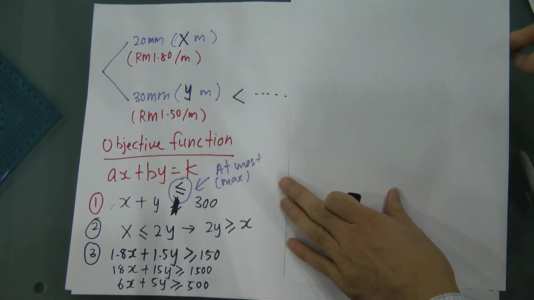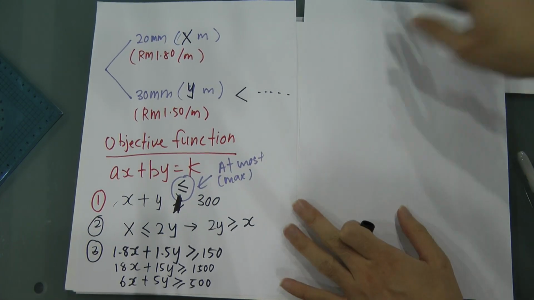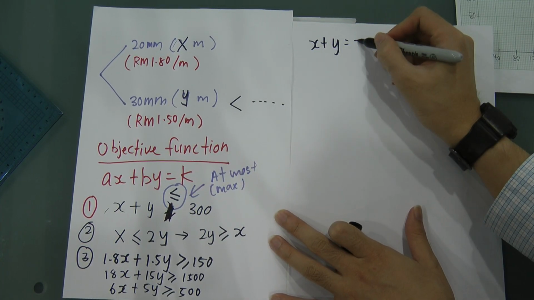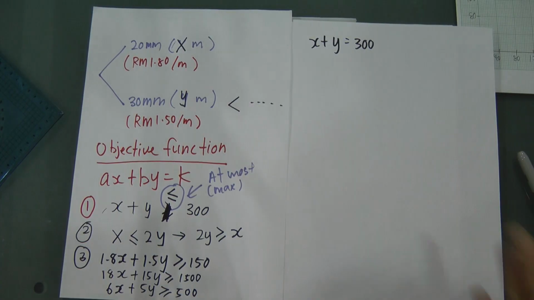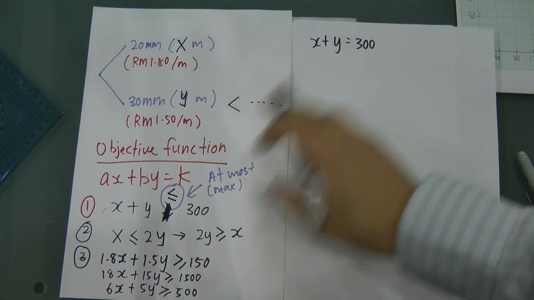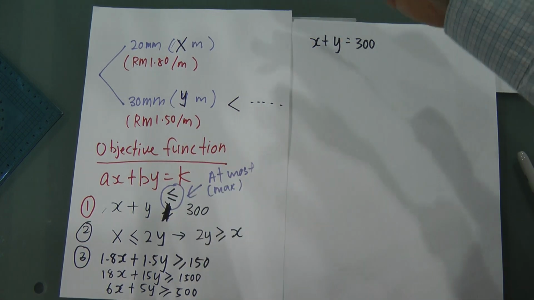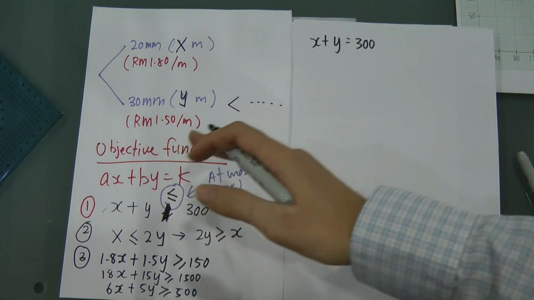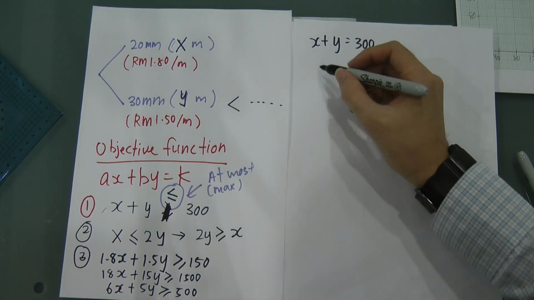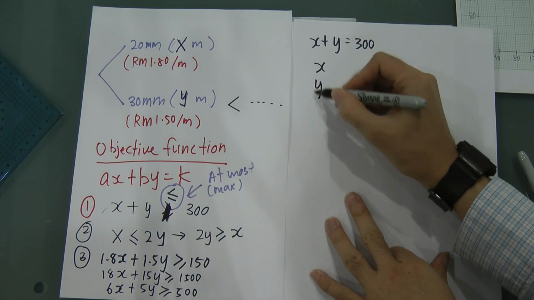Let's say first we draw x plus y equal to 300. Because when you draw in the graph, the symbol will become equal. But then you have to know when you got smaller, actually will mean go down or go this way. But when you draw in the graph, that one will become equal. So we have to draw an xy table.